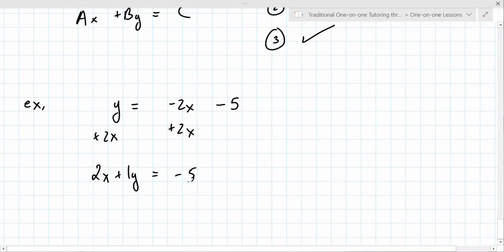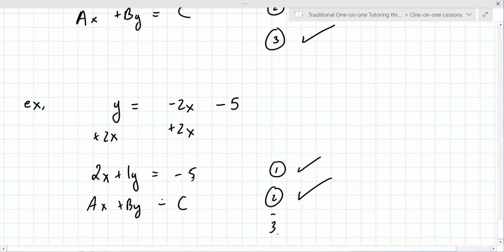Great. So now, have we satisfied the criteria? The first criteria is that x and y are on the same side. Check. Second criteria is that A, B, and C, in AX plus BY equals C, all three numbers are integers. They're not decimals, they're not fractions, they're integers. We're good on that. Now we will do some examples where they're not, but we'll get to that. Third thing is, is A positive? Is 2 positive? Yes. So it has to be positive. The leading one has to be positive.